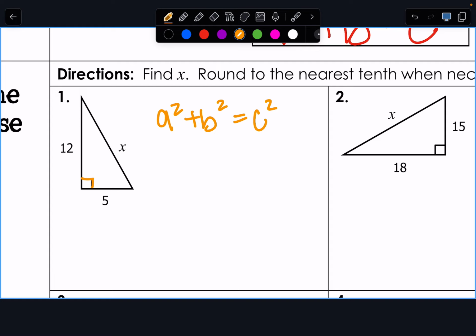Okay? Now, which one in this picture is the hypotenuse? So I'm going to write C right there, and I'm going to write A and B next to the other two. Okay? That way we know where to put these numbers. Now, if I put A next to 5 and B next to 12, would that be okay? Yes. It would be okay. A and B can be switched around, but C has to be the hypotenuse. So now what we have is 12 squared plus 5 squared equals x squared.